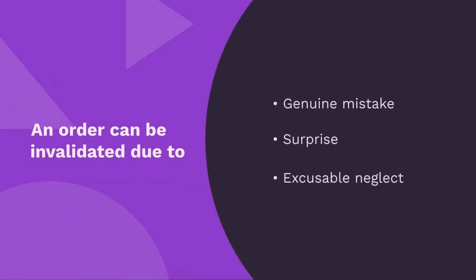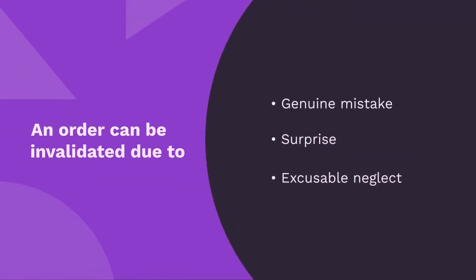Sometimes, an order can be invalidated due to a genuine mistake, surprise, or what the law calls excusable neglect. This isn't for simple carelessness, but for legitimate reasons why a party couldn't respond to a lawsuit. Finally, an order is invalid if it requires someone to do something illegal or is so vague that no one can understand what it commands.